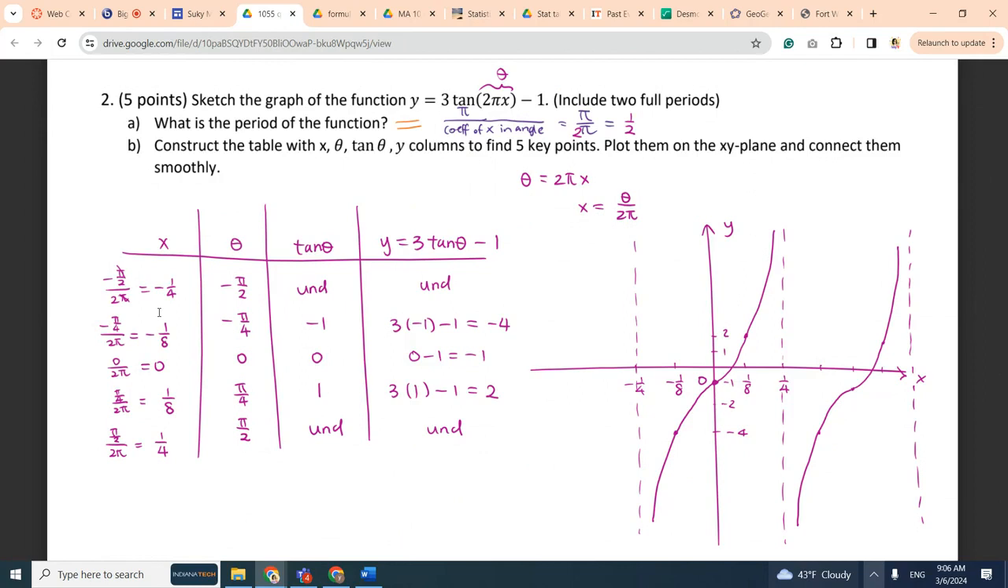And then, negative 1/4 is undefined, a vertical asymptote. Negative 1/8 is the middle of negative 1/4 and 0. Here the y value is negative 4. And when x is 0, we get negative 1. And when x is 1/8, we get 2. Okay, everybody? And when x is 1/4, we get undefined, which is the vertical asymptote. So far, so good, everybody?